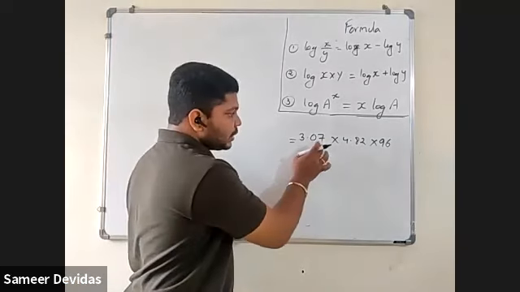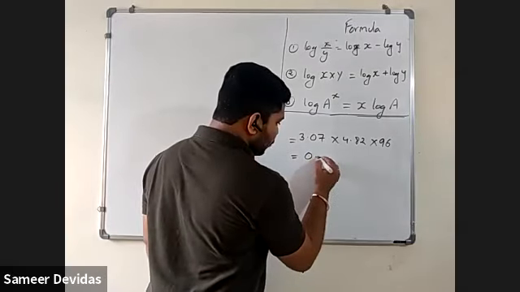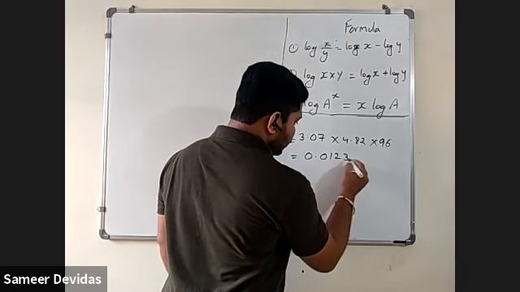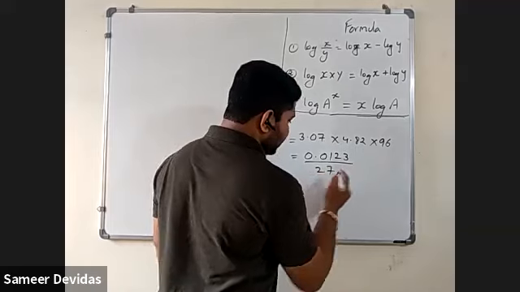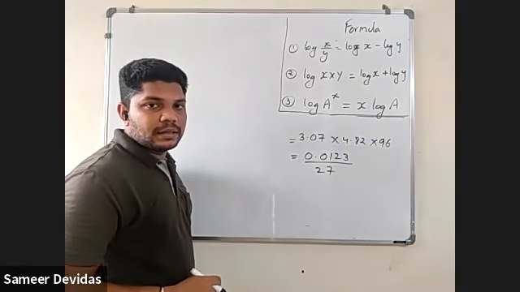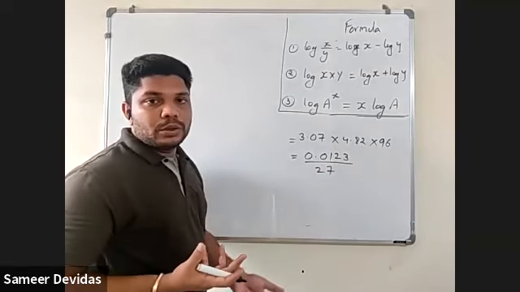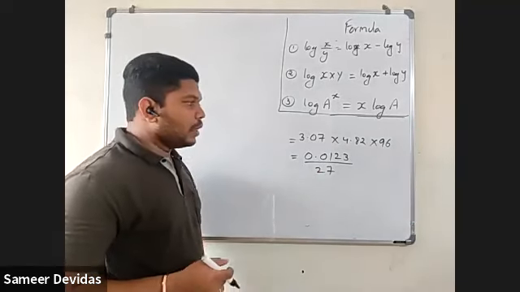So in such cases, you are going to use this log. Or else, suppose it is 0.0123 divided by 27. Does it look easy? No, sir. Again, it is a confusion. So again, in such cases, we are going to use the log and the anti-log.